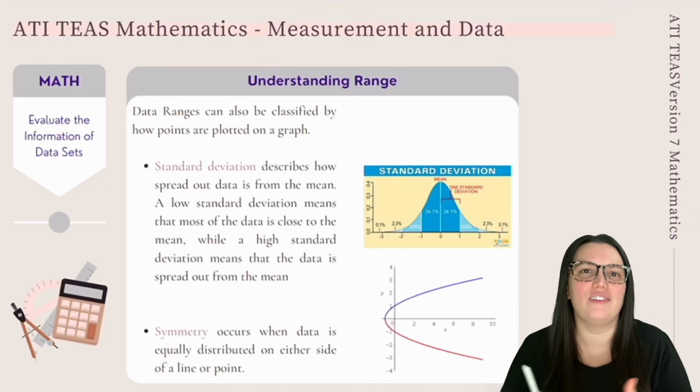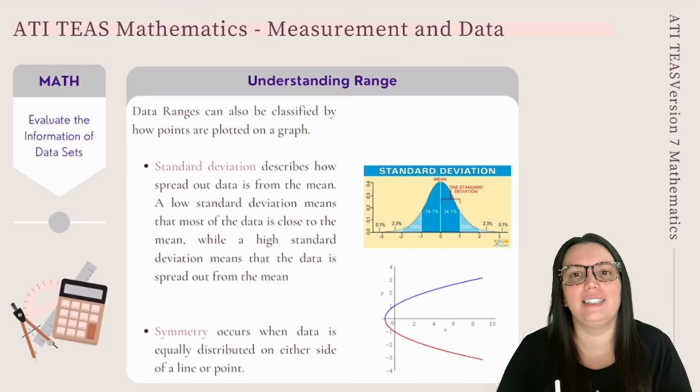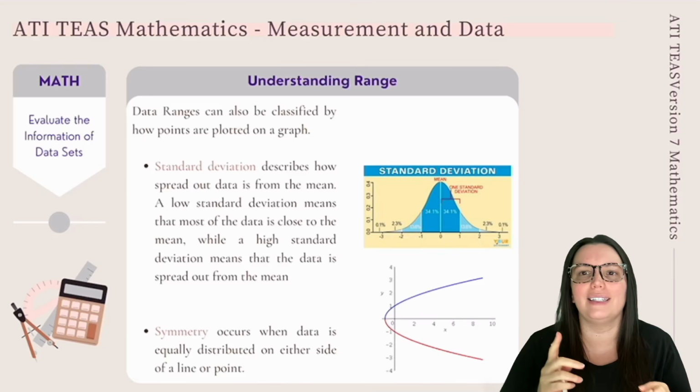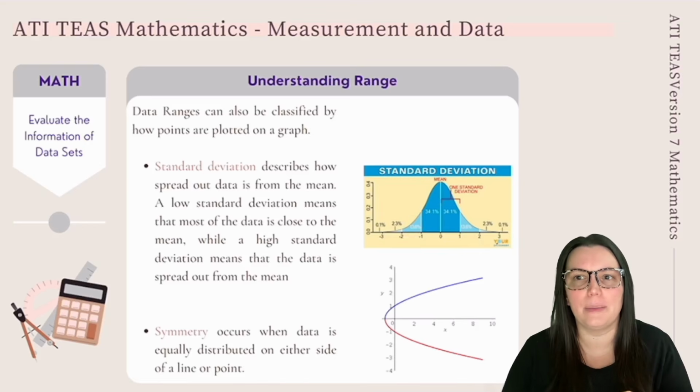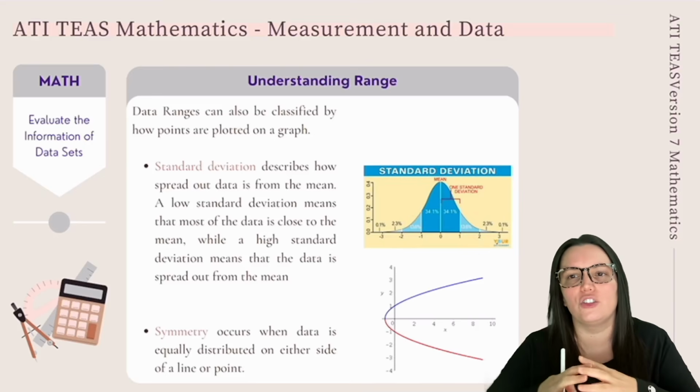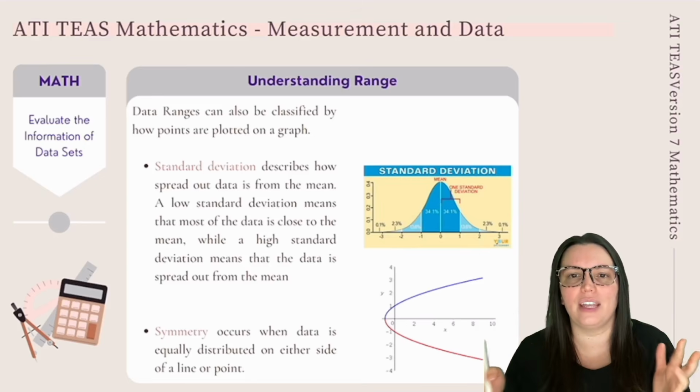So sometimes you're going to have to be looking at ranges when it comes to a correlation of data. So data ranges can be classified by how many points are plotted on a graph. So for example, this can include standard deviation, symmetry, number of peaks, and skewness. So we start with standard deviation. So this describes how the spread of data is from the mean.